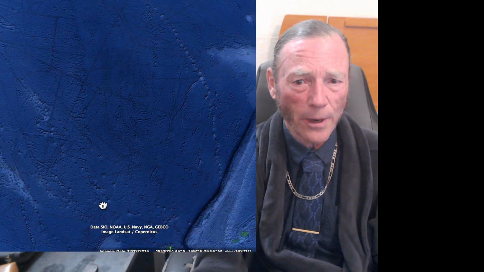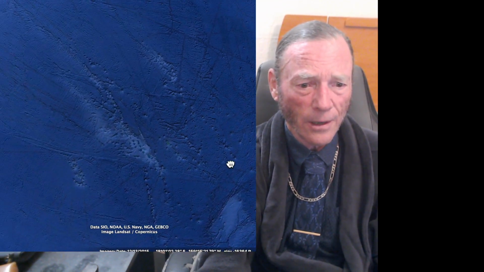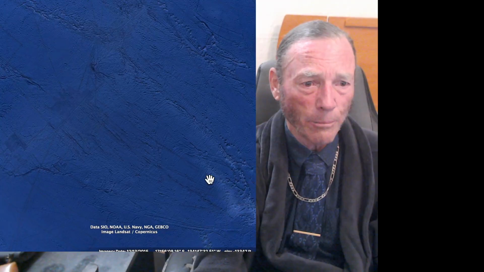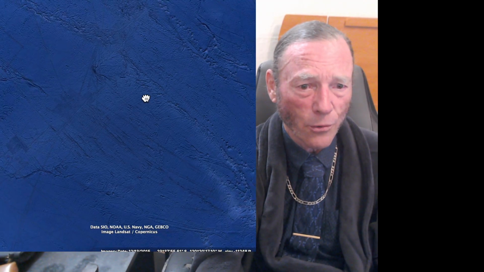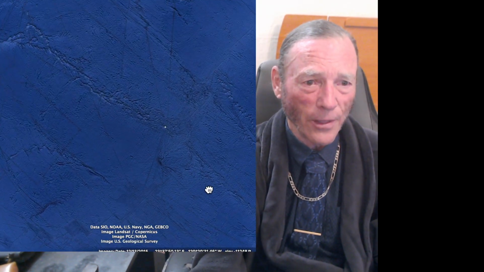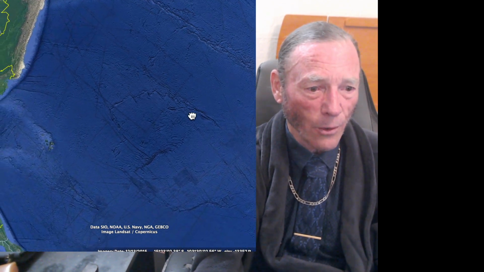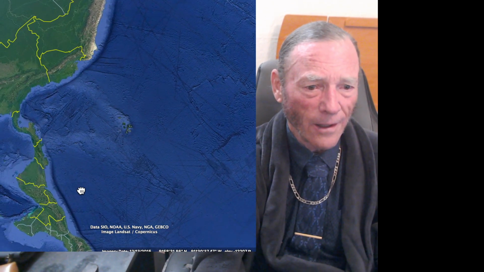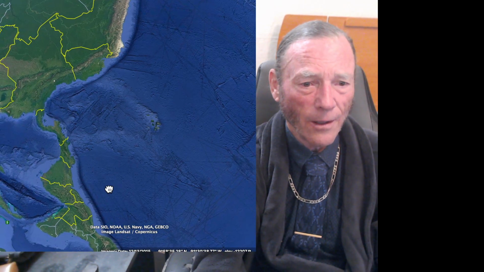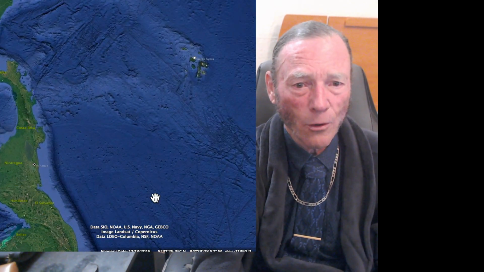I'm not sure which way we're oriented. Okay, there's New Zealand, so I'm guessing Hawaii's going to be up here. Look at all those cracks in the bottom of the ocean. I think we're getting close to Hawaii. Is that it? Is that Hawaii? I think we found Hawaii. Let's zoom in there. Oops.